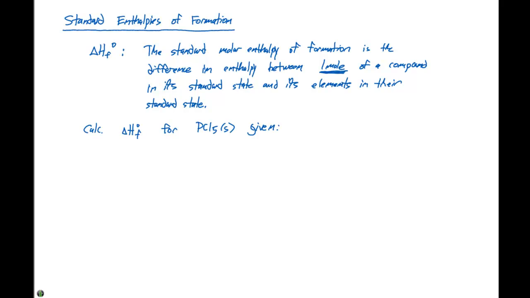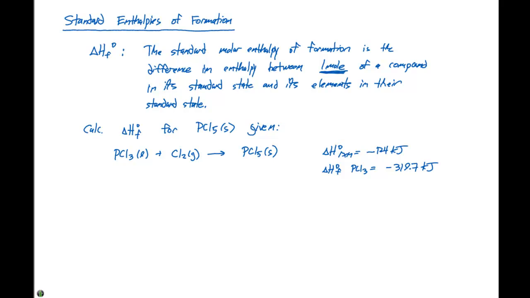if we were given the following reaction, we can say that PCl3 as a liquid plus Cl2 as a gas, remember that Cl2 is diatomic, giving PCl5 as a solid, and we're given the delta H naught of reaction is going to be equal to negative 124 kilojoules, and the delta H naught of formation for PCl3 is going to equal negative 319.7 kilojoules.